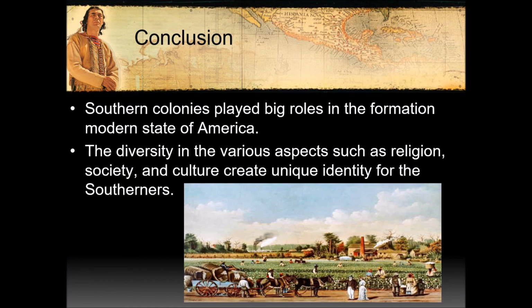In conclusion, southern colonies played a big role in the formation of the modern state of America, the United States, today. The diversity in various aspects such as religion, society, and culture created a unique identity for the Southerners.